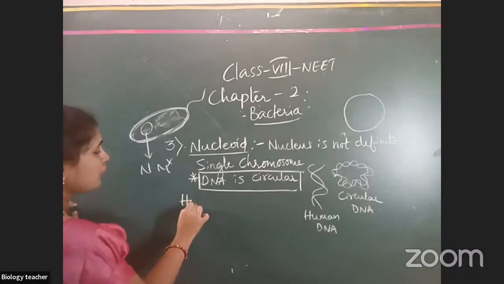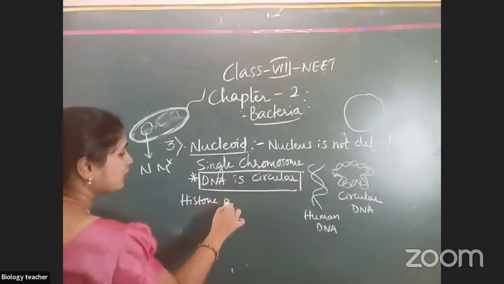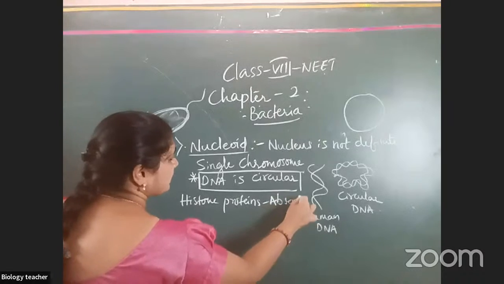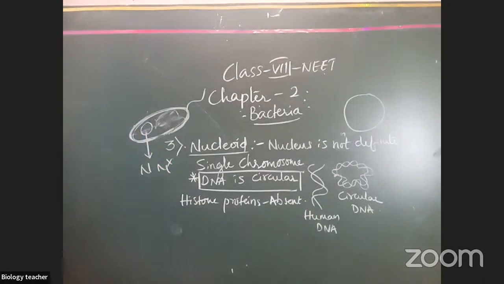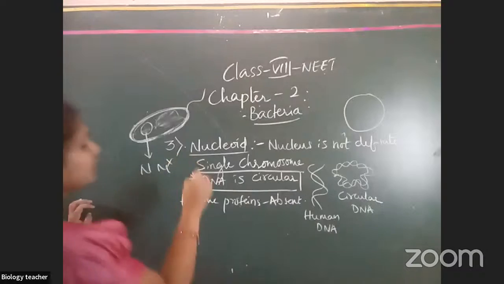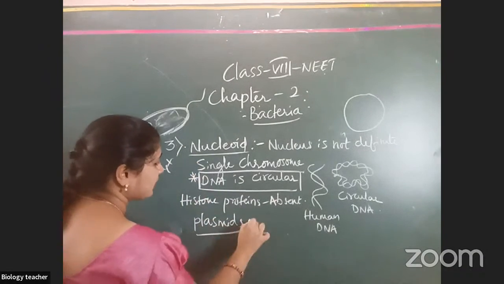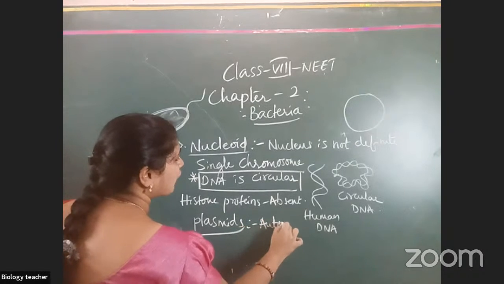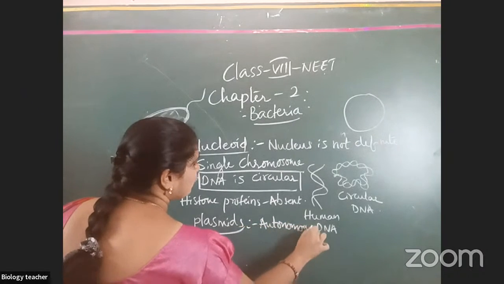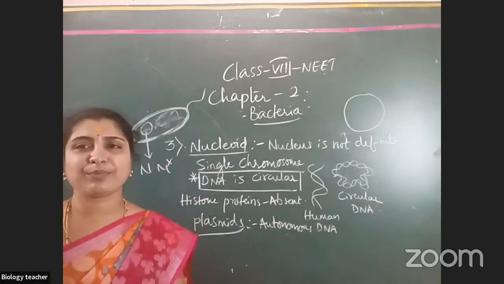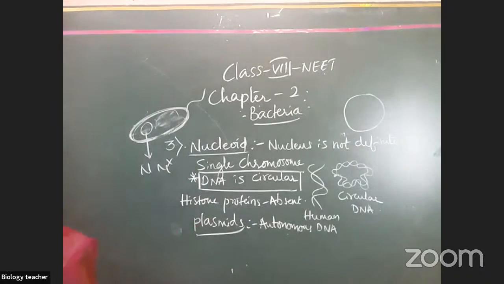Next, histone proteins are absent. Next, in the nucleoid, plasmids are also present, which are autonomous. Autonomous means self. They can reproduce on their own.